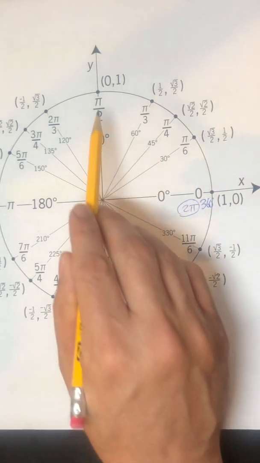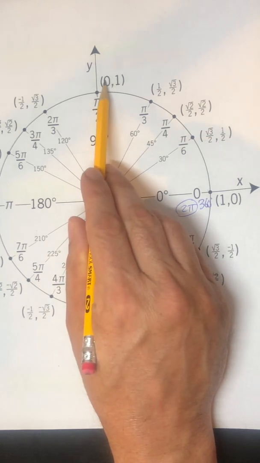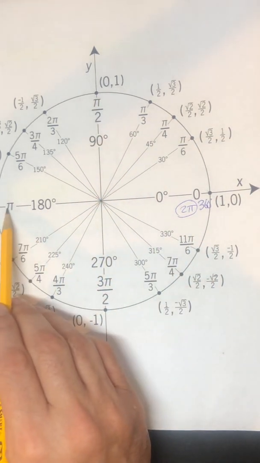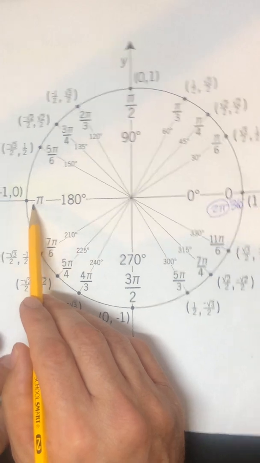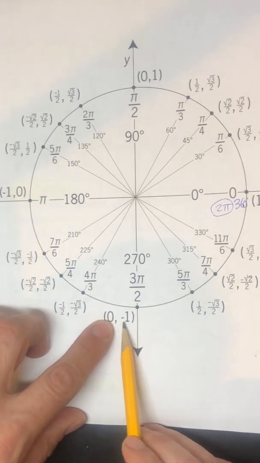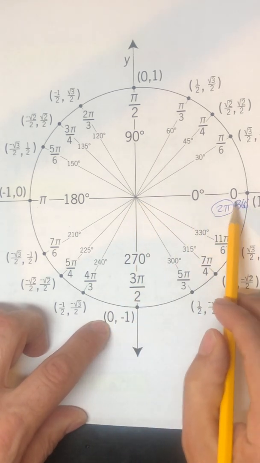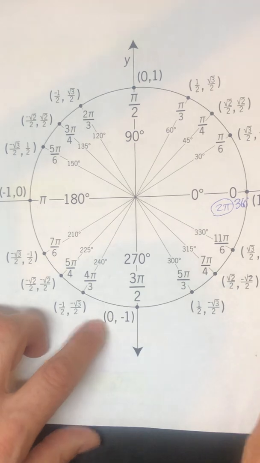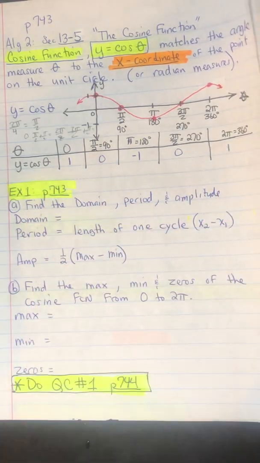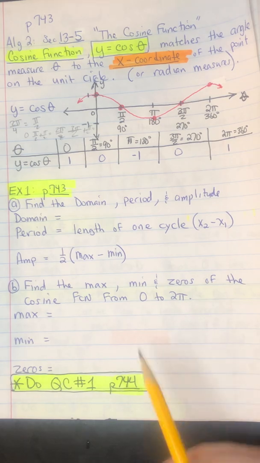Cosine is 0. The cosine of pi over 2 would be the x-coordinate, 0. The cosine of 180 degrees, or pi, is -1. The cosine of 270 degrees, which is 3 pi over 2, is 0, the x-coordinate. And the cosine of 2 pi, or 360 degrees, is, again, 1. That's where I got these numbers from. Okay, this is the parent function of the cosine graph.